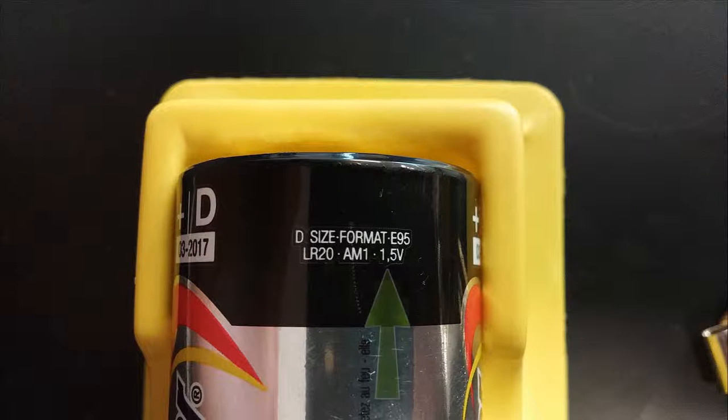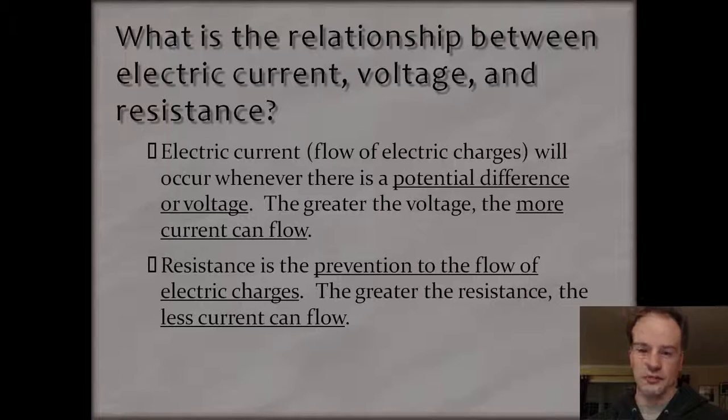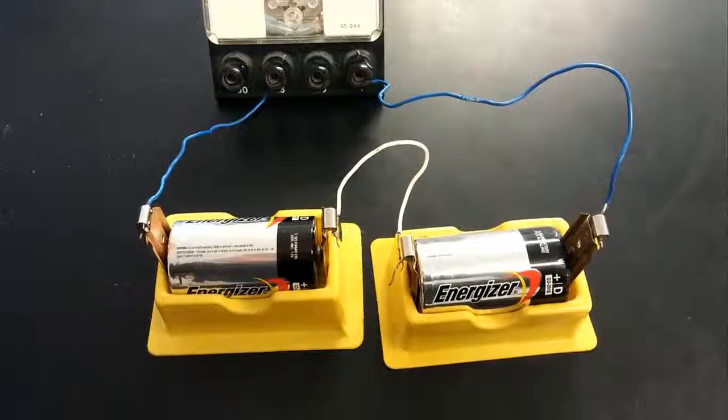This battery has a voltage of 1.5 volts. It's a D cell. Every battery has a voltage listed on it. That's the electric potential difference for that battery. The resistance is the prevention of that flow of electric charges. So the greater the resistance, the less the current can flow.